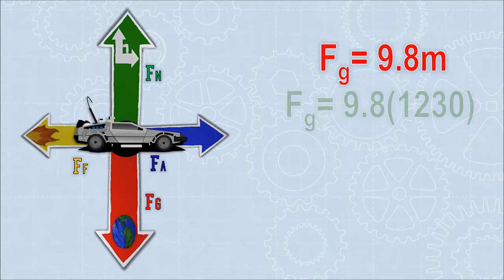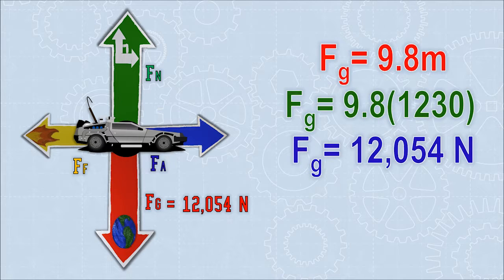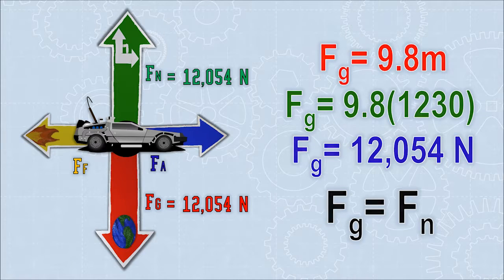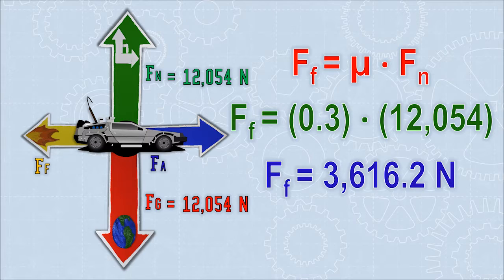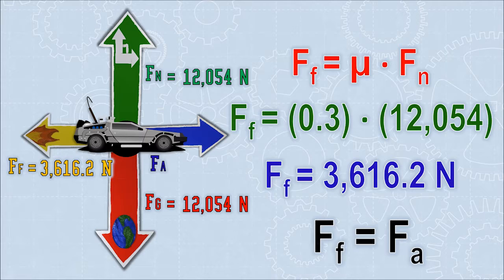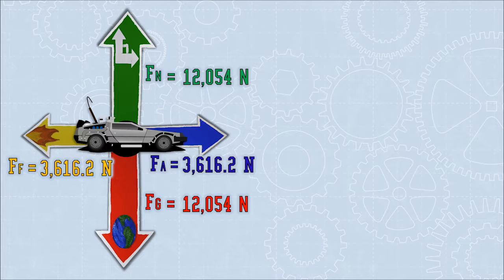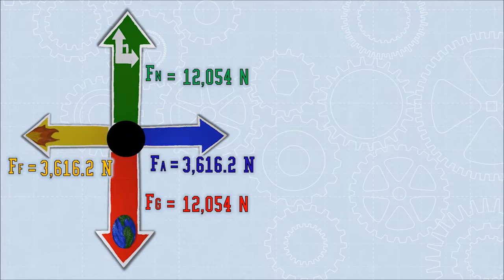Just like last time, we can calculate the gravitational force. Because we know that it's vertically balanced, gravitational force equals the normal force, we can also calculate our friction force. In this case, we're transitioning from gravel over to sand in the Old West. So the mu is lower, 0.3, times our normal force gives us a friction force of 3,616.2 newtons. Because our vertical and horizontal forces are both balanced, our friction force is equal to our applied force, and there's a force diagram describing the motion of the DeLorean as it travels at a constant velocity.